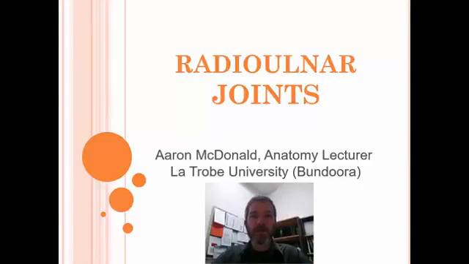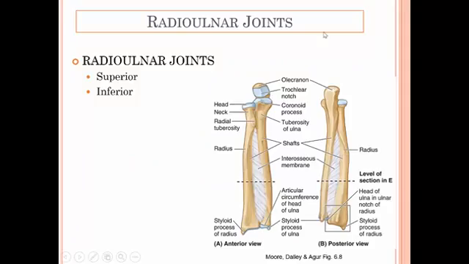I'm an anatomy lecturer at La Trobe University, and today we'll be looking at the radioulnar joints. As I mentioned, there's more than one radioulnar joint, and here we have a superior radioulnar joint, which is also considered a proximal radioulnar joint, and an inferior or distal radioulnar joint between obviously our radius here and our ulna here.